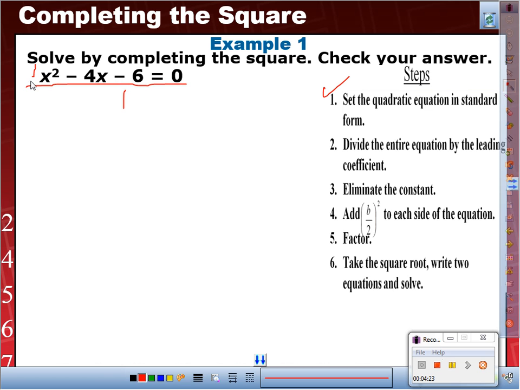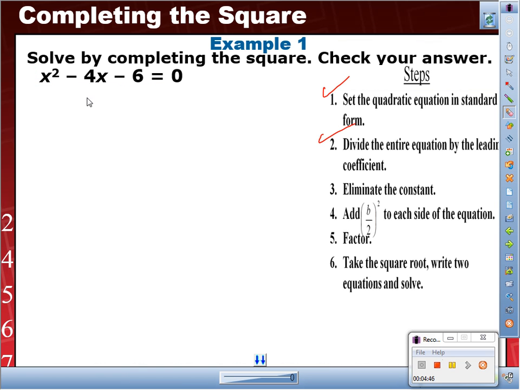The only thing that I wanted to show you is that the leading coefficient is 1, therefore I can divide by 1 and I end up with the same thing. However, if I had an equation that had a leading coefficient of 2, what number would I divide everything by? 2. Everybody understand that, right? So let's just imagine that we already divided by 1 and we end up with the same thing. Are we there so far? All right, so therefore, we're on step 3. Eliminate the constant.